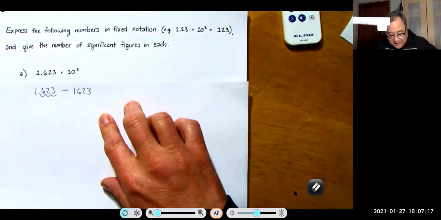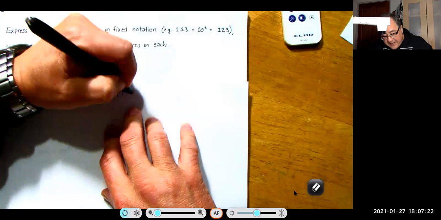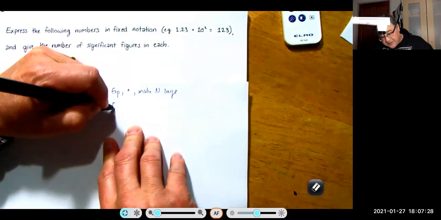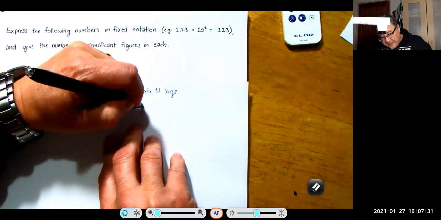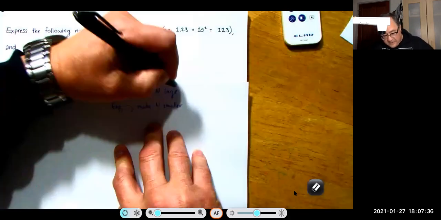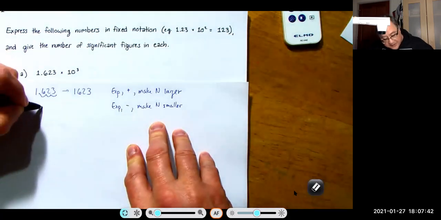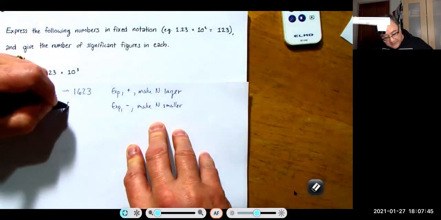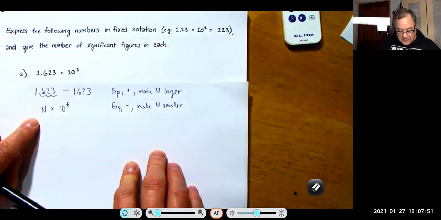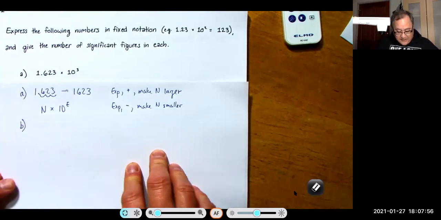So the deal is that if you have an exponent and it's positive, you make n larger. And if you have an exponent and it's negative, you make n smaller. When I talk about n, this is scientific notation, and I write it this way: n is this part, times 10 to some exponent. So that's how you do it. So that's A. Let's take a look at B.